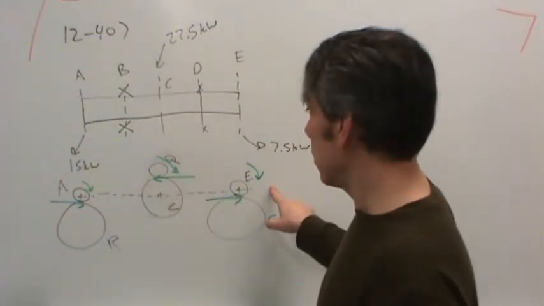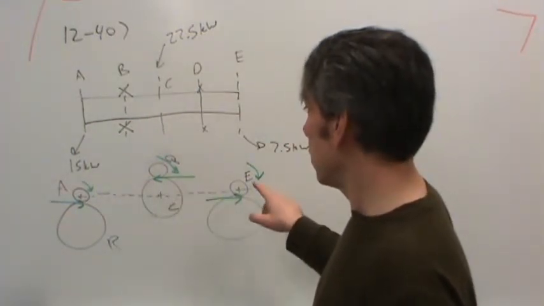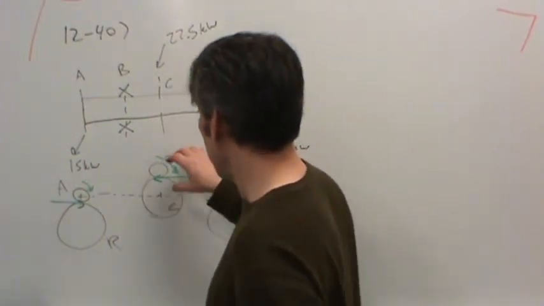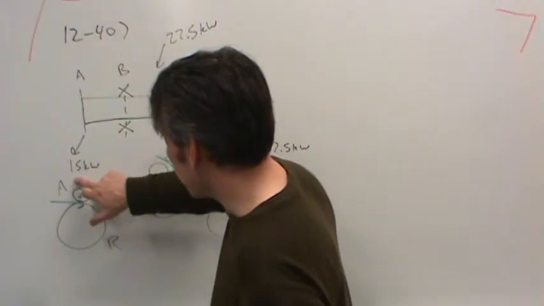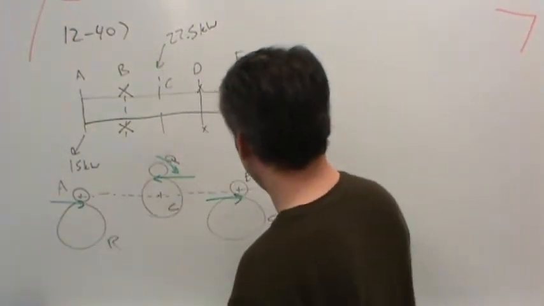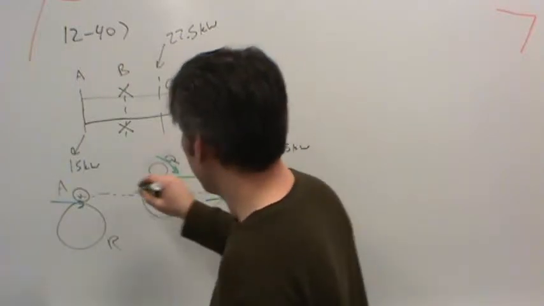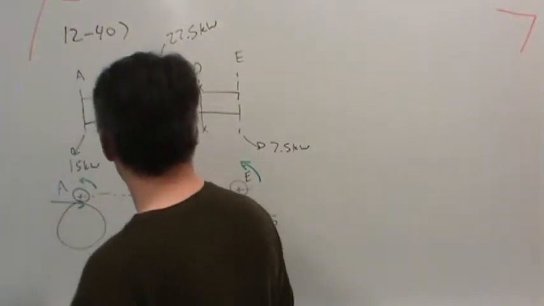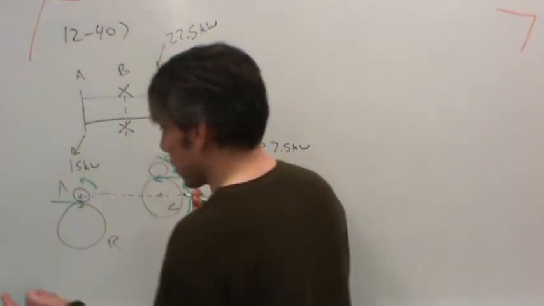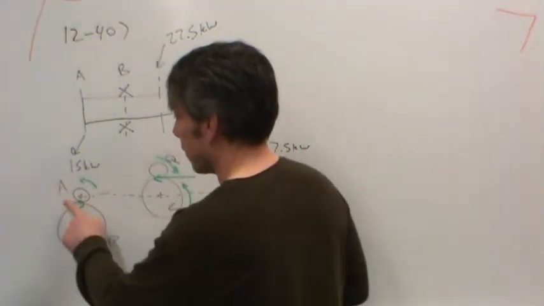Well, if Q is turning this way, C would be turning the same direction. You're right, you're right. C would be turning in this direction. I've got those backwards, thank you. You're right. So they would be turning counterclockwise since C would be turning counterclockwise. And now the force on the shaft is going to be in the opposite direction, right? Okay, cool.